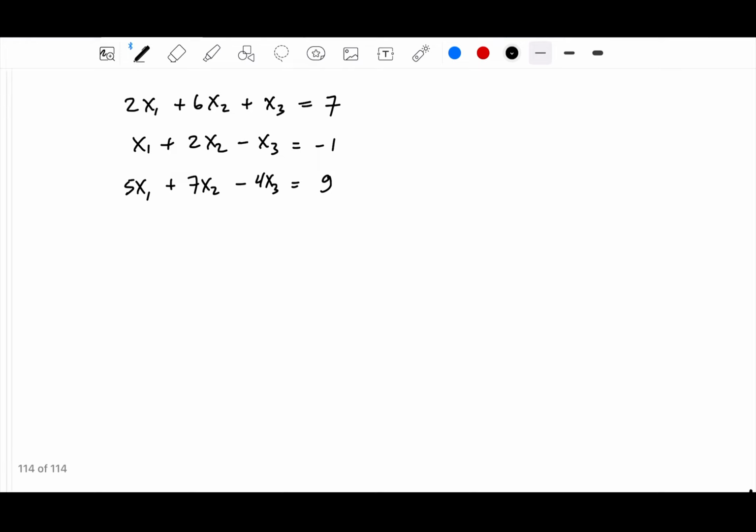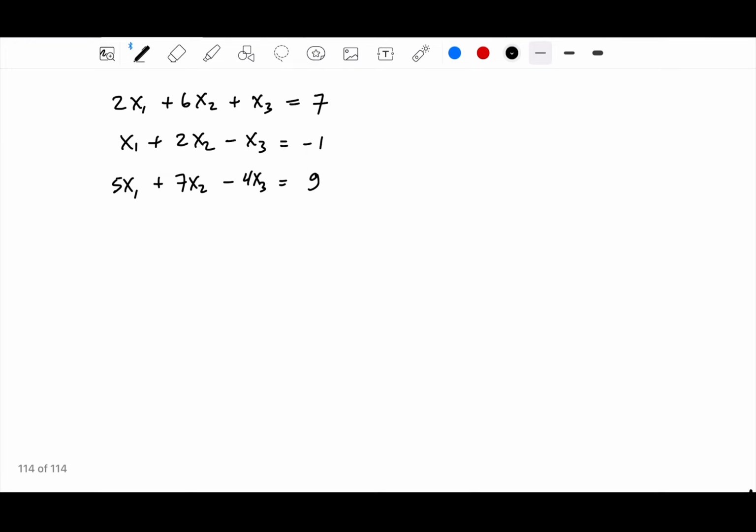Okay, the first thing, if we need to solve this using the elementary operations like before, then we are going to take the augmented matrix. So let me write with the dark blue. So the augmented matrix would be 2, 6, 1, 7, 1, 2, negative 1, negative 1, 5, 7, negative 4, 9.